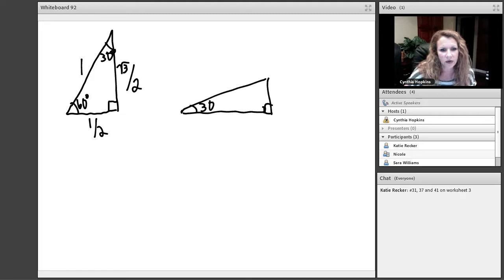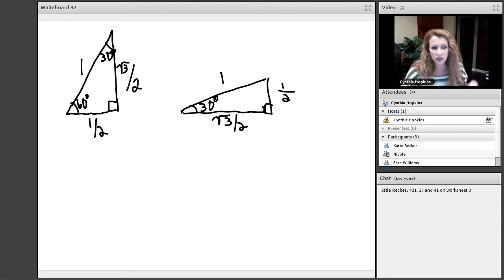This time my 30-degree angle is here, still opposite the short leg. So if my hypotenuse is 1, this time the short leg is here, and that's 1/2, and then the long leg is rad 3 over 2. So the short leg, if your hypotenuse is 1, is always 1/2, and the long leg is always rad 3 over 2, if your hypotenuse is 1.